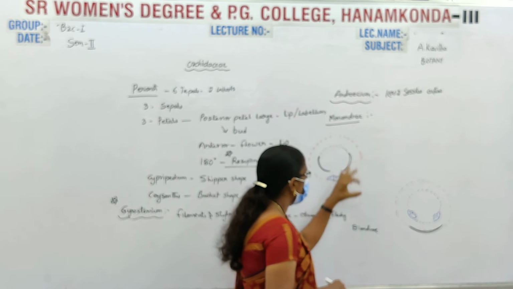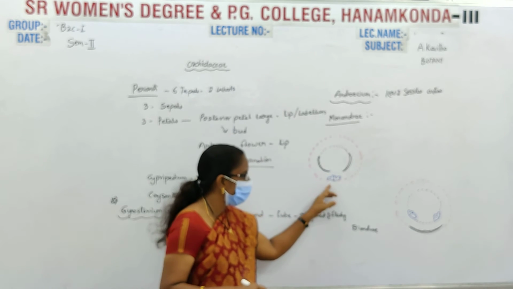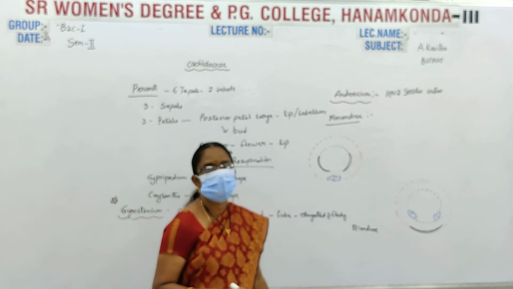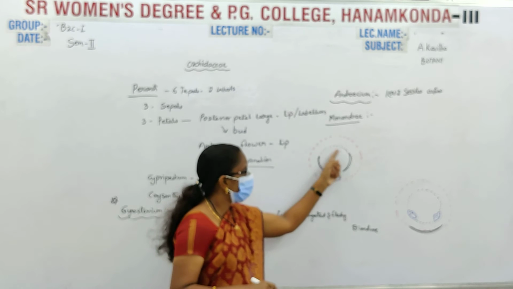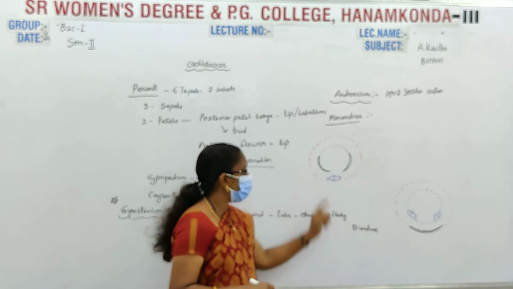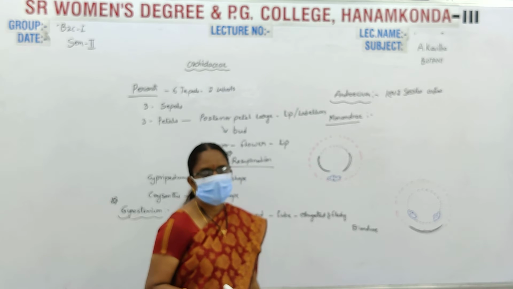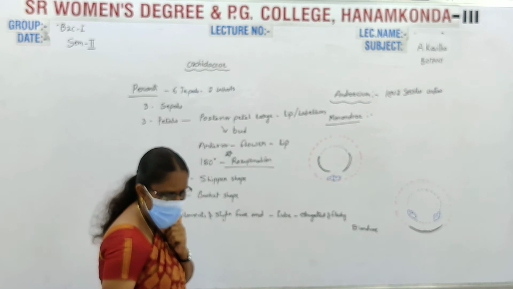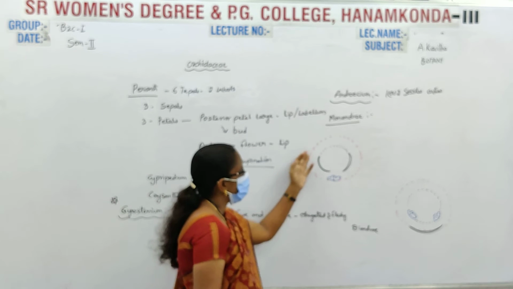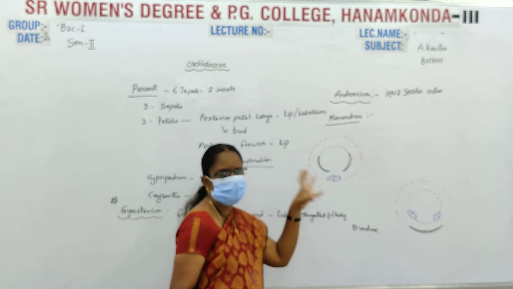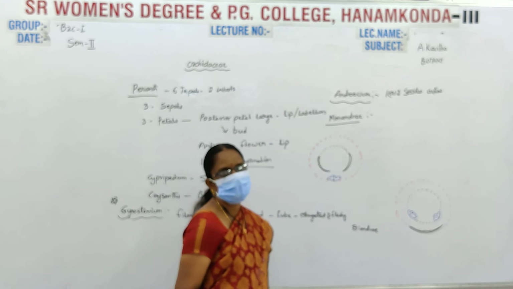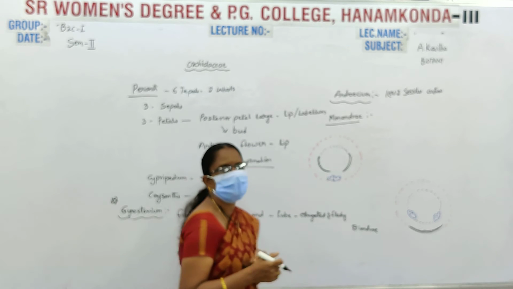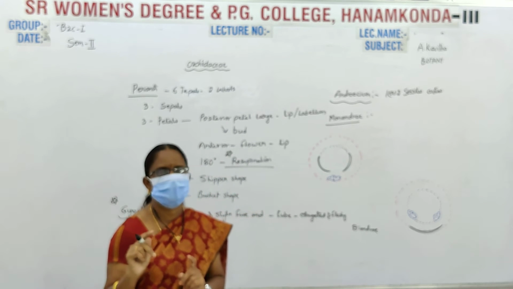In monandrous forms, in the outer whorl the one anterior anther is fertile, and in the inner whorl the lateral two anthers are reduced, forming staminodes, or are completely absent. This is the monanther. Monanther means only one anther is fertile.